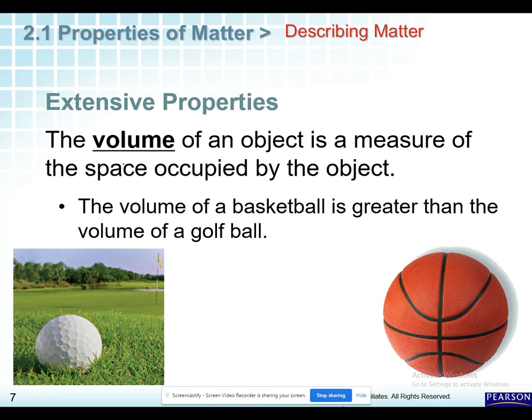The next example that they put on here for an extensive property is volume. And this is basically how much space that object takes up. The volume of a basketball is going to be greater than the volume of a golf ball. If I have a cabinet, it's going to be a lot harder to shove a basketball into a desk drawer than it would be to shove a golf ball, because a golf ball takes up less space. Hopefully when you guys do move into your room or reorganize stuff, you are conscientious of the space things take up.